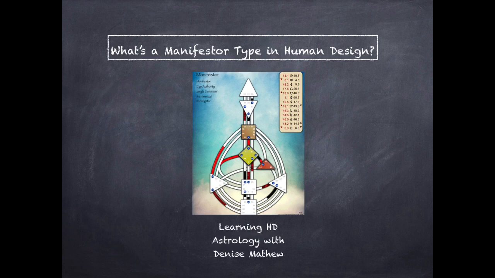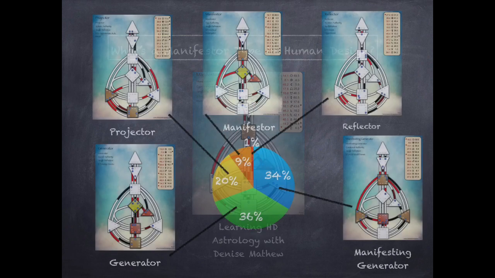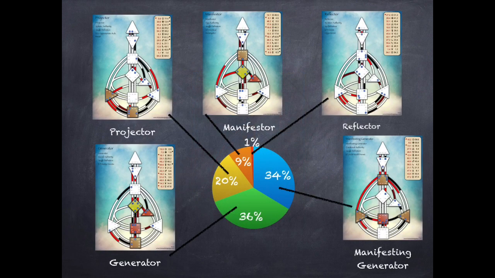So let's have a look at the manifestor and what it means to be a manifestor energy type. It's not hard to see from this chart that a manifestor is a pretty rare type, and in fact is the second rarest type of all the human design energy types. And when you find out what a manifestor does, you'll understand why this is just exactly the way it should be. So what makes a manifestor a manifestor?